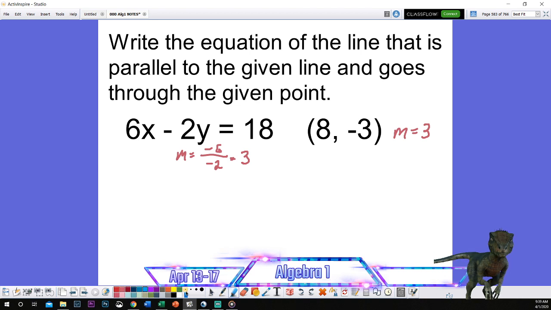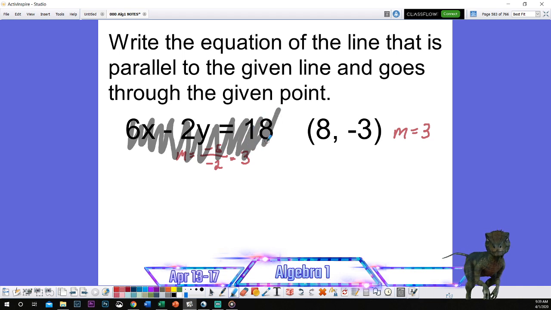Now I was only using this equation for its slope. As soon as I have the slope, I just take that equation and throw it away. So my whole goal here is I'm trying to find a line that's parallel to this line and goes through this point.